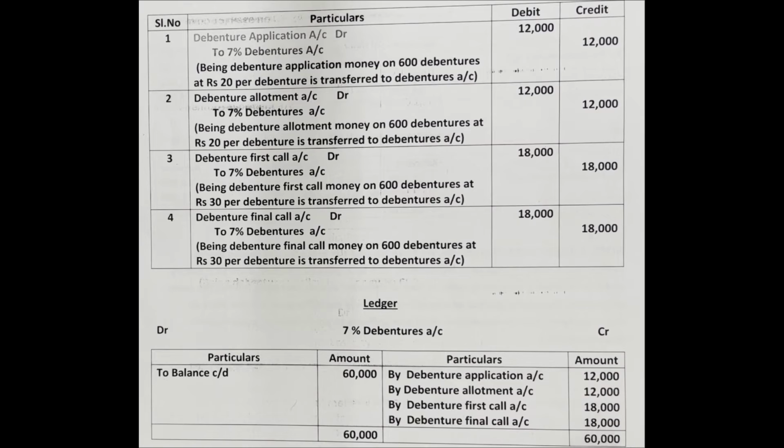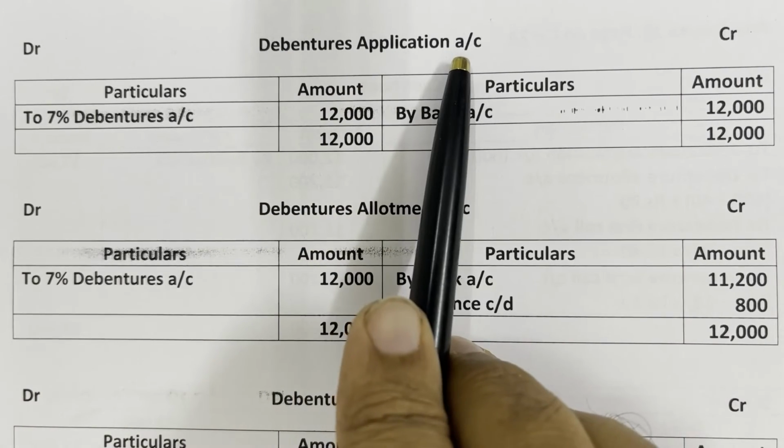Now credit side total is 60,000. Same amount, write on debit side 60,000. For this, you have to write to balance carried down. Two side total same 60,000. This is debenture account. This is debenture application account.